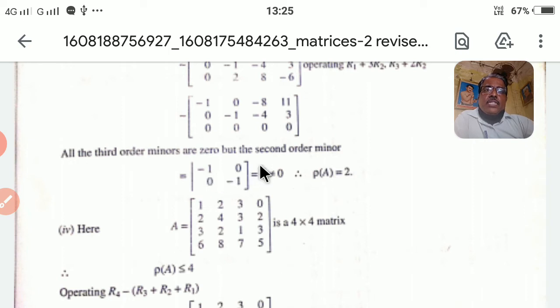Here, if we consider this first one, it is not completely 0. Only the second element is 0, but the first element is -1. In this one also, the first element is 0, and the second element is -1. So therefore it contains no zero rows. It is a non-zero row, so it is equal to 2. So the rank of A is 2. Okay.